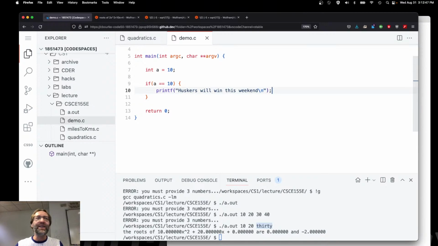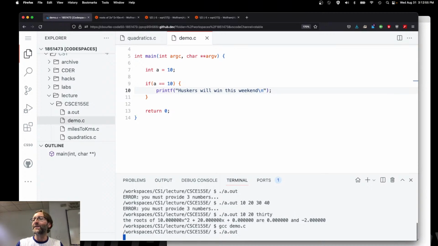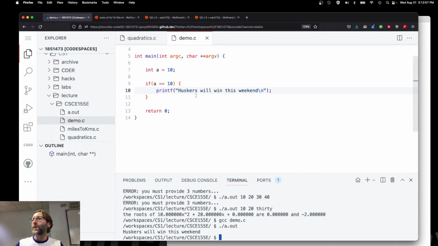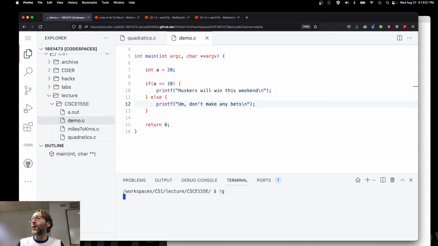Anyway, is a equal to 10? Will this execute? Will the Huskers win? Well, yes, because a is equal to 10. What if it's not equal to 10? What if it's equal to 20? It doesn't print anything. So what do we need if we want an alternative, saying that the Huskers will not win, unfortunately? An else statement. That's a preview of Friday. Printf. Don't make any bets. All right, there we go. And now that one will execute because a is not equal to 10.